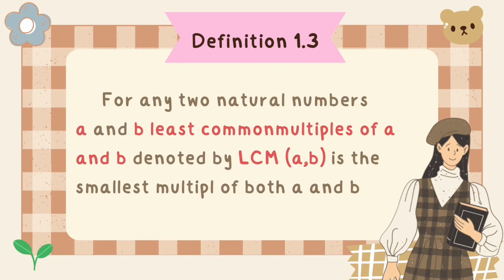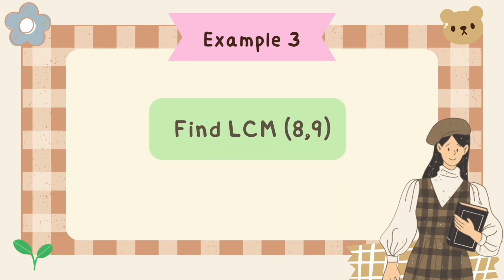Definition 1.3. For any two natural numbers a and b, the least common multiple of a and b, denoted by LCM(a, b), is the smallest multiple of both a and b. Example 3. Find LCM(8, 9).